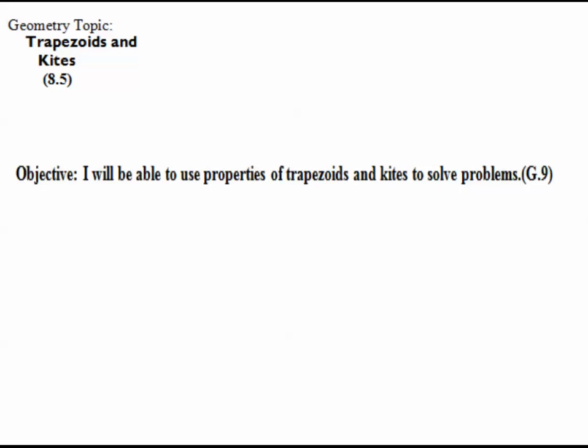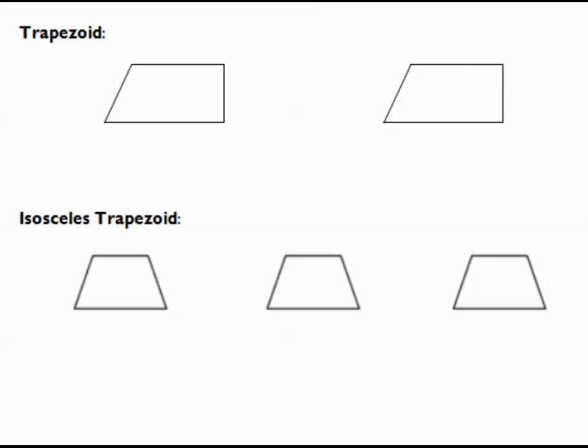Our objective in 8.5 is to use properties of trapezoids and kites. What is a trapezoid? Well, both a trapezoid and a kite are types of quadrilaterals. So let's start there. A trapezoid is a quadrilateral. Remember, that means it has 4 sides. That's all that it means.